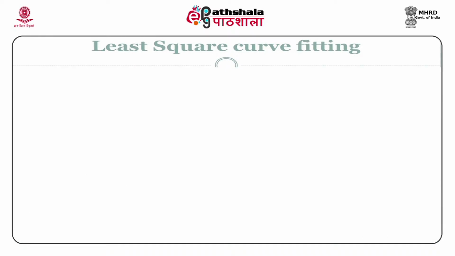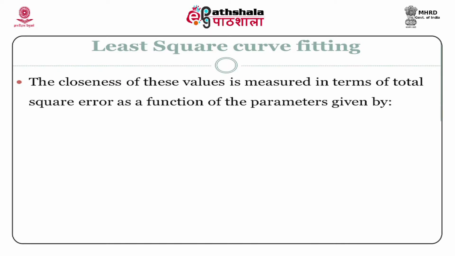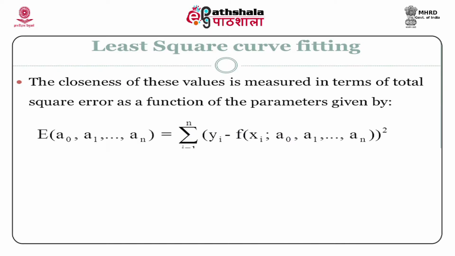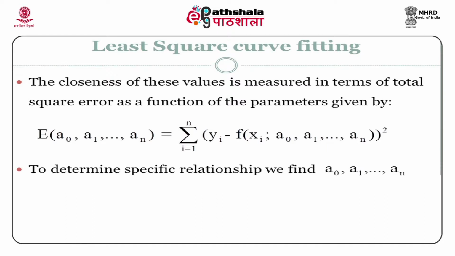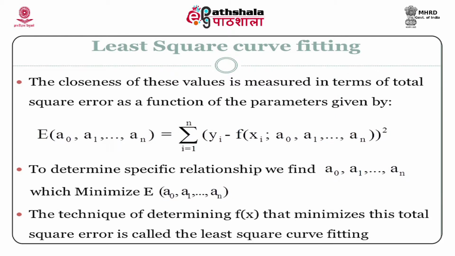The closeness of these values is measured in terms of total square error as a function of the parameters, given by E(a0, a1, a2, ..., ak) equal to the sum of yi, that is the ith observed value of y, minus f(xi), that is the predicted value of y at x equal to xi. You take the square of this error in order to make sure that negative and positive effects are eliminated, and you sum it over all the observations 1 to n.